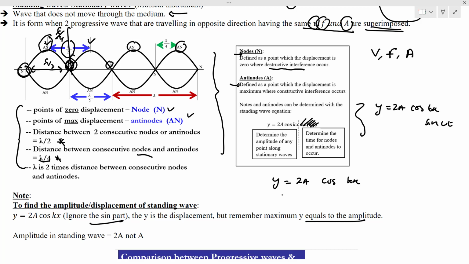So, contoh kalau you nak tahu amplitude dia berapa, you just ignore je component sign dia. Similarly, if you want to determine the time for the nodes and antinodes to occur, you ignore the cos part. Okay, so dia jadi y sama dengan 2a sin omega t. Okay, then you buat bila y you sama dengan kosong lah. Okay, then you carilah t you sama dengan berapa bila y dia sama dengan kosong. Okay, but that is for another topic lah, another topic to explore. Okay, tapi itulah this equation can be divided into two parts. Okay, we will see in the example question akan datang.